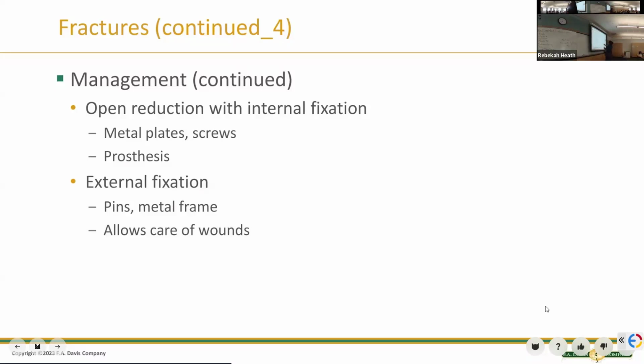So the pins that are outside, we have to make sure we care for the wound in a very special way.